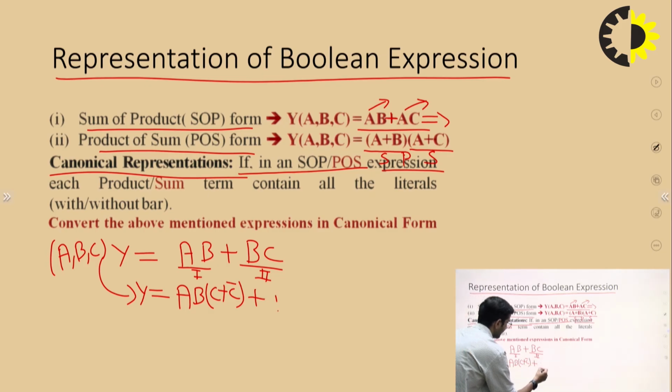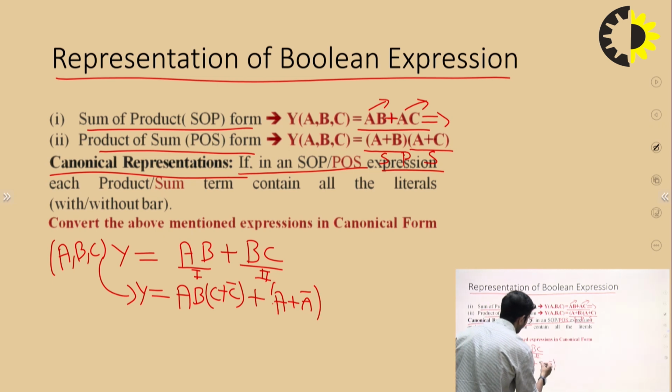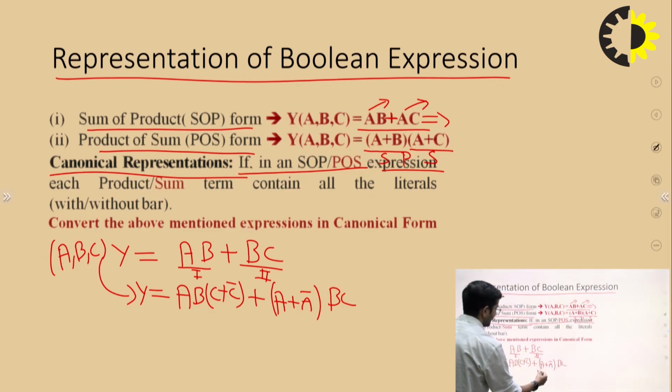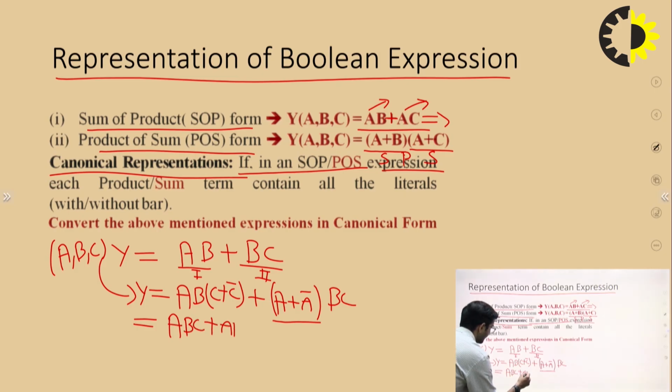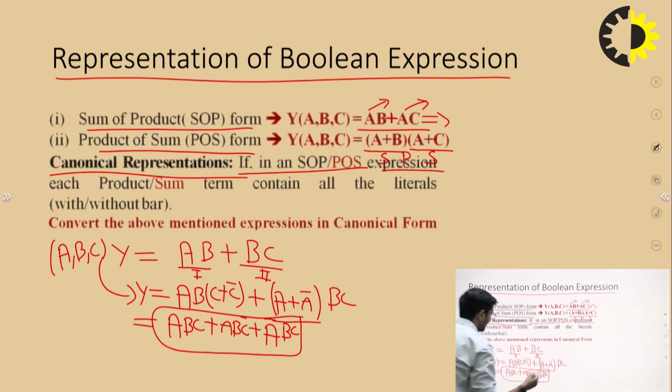Why do we add C plus C bar only? Because C plus C bar is 1. So if we multiply some number with 1, it remains the original number only. In the second term, A is missing, so I have to add A plus A bar to convert it into canonical form. Now just open the bracket, so it will become ABC plus ABC bar plus, ABC is already there, so we need not write it again, so we write A bar BC. So this is the canonical form of the given expression AB plus BC.